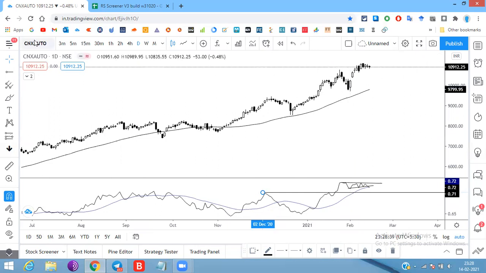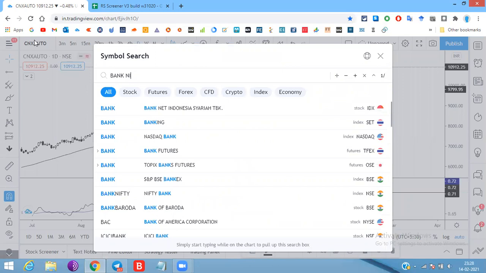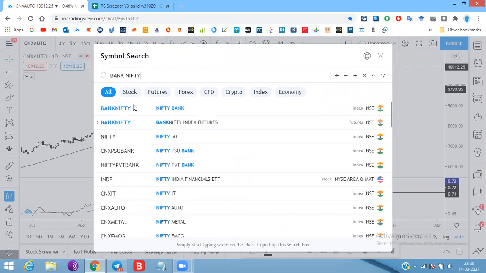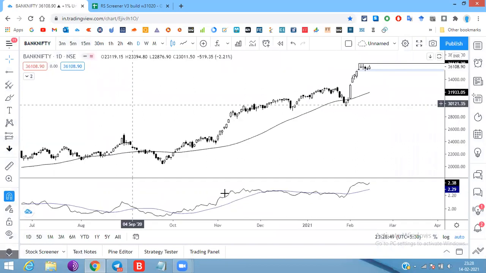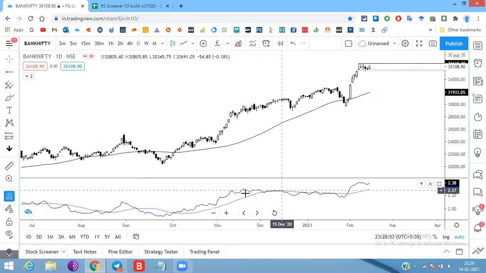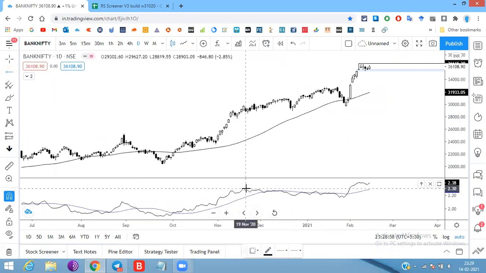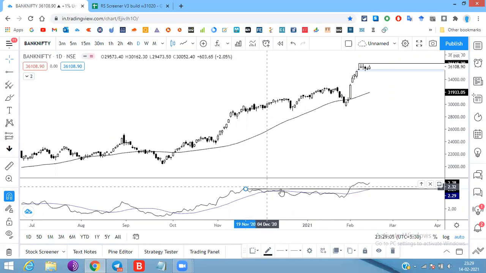Okay, so let me take Bank Nifty. Bank Nifty is also in a good bullish position. As you can see, it has broken its previous high. It has broken its SMA. Okay, this is a good structure of bullishness. This is a good structure of outperformance, as we say.